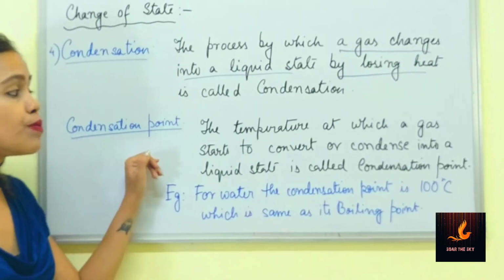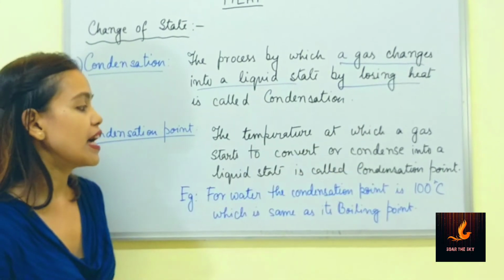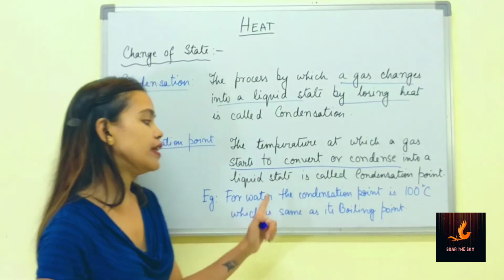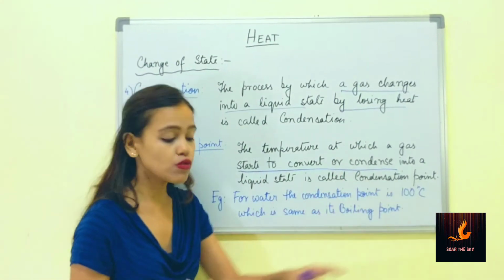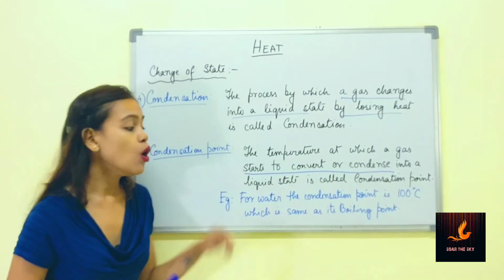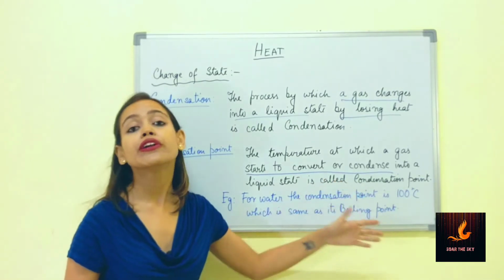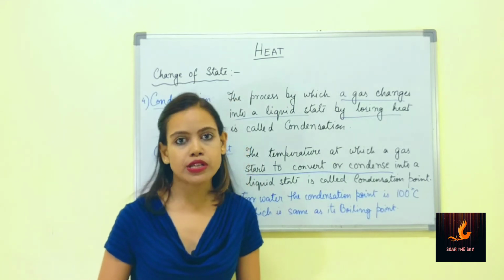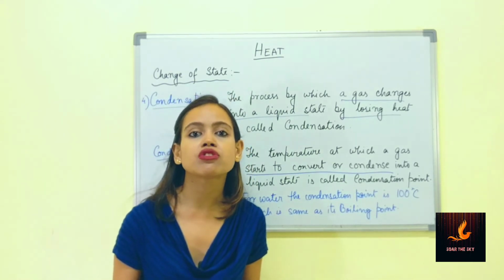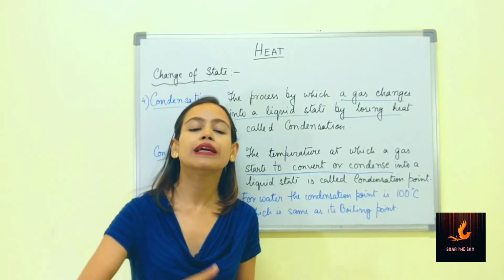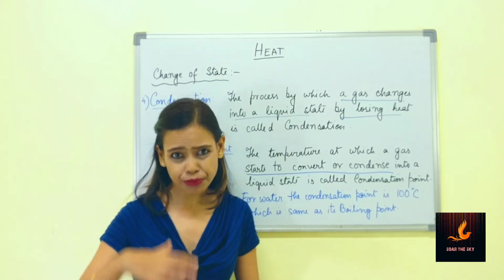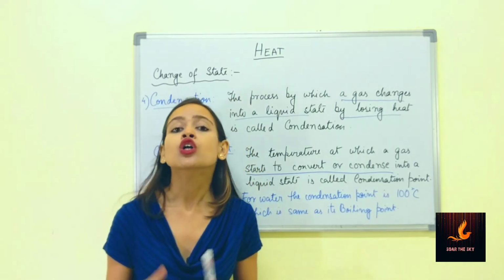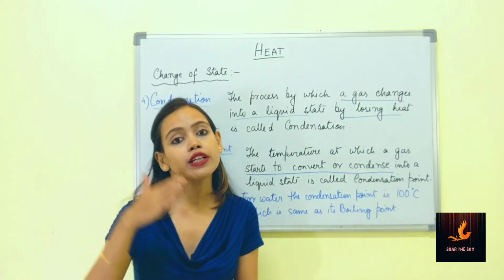What is condensation point? The temperature at which a gas starts to convert or condense into a liquid state is called the condensation point. For example, water has a condensation point of 100 degrees Celsius, which is also equal to its boiling point. Now, water vapors which are extremely hot, which can only be formed after reaching a temperature of 100 degrees Celsius, that hot water vapor needs to get cooled down.